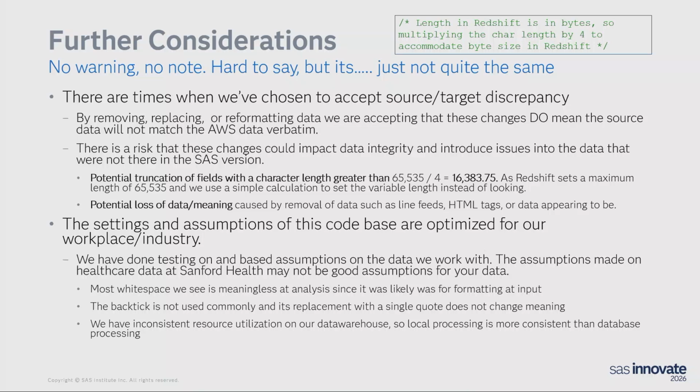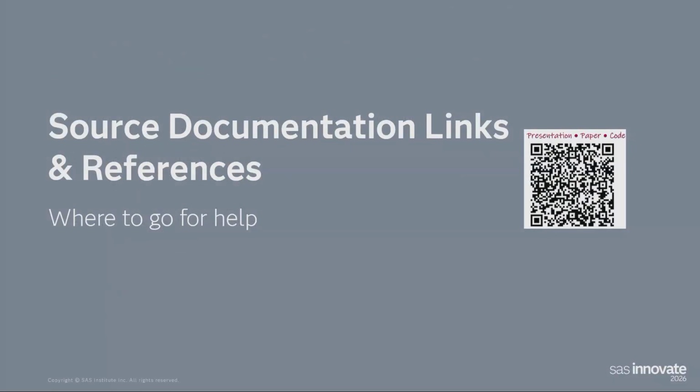So like the issue with truncation, there are definitely opportunities for loss of data when we're changing or eliminating that data as well. And so the assumptions we're making of not needing the line feeds or carriage returns in our data, those things aren't meaningful in our data, so we're taking them out of there, but that may not work for everybody. So with that, I will wrap things up with some links to documentation.